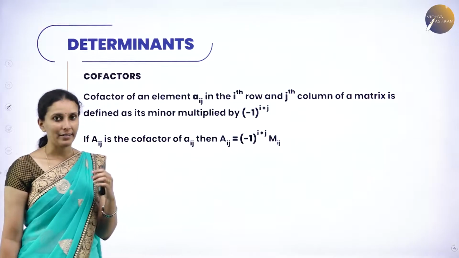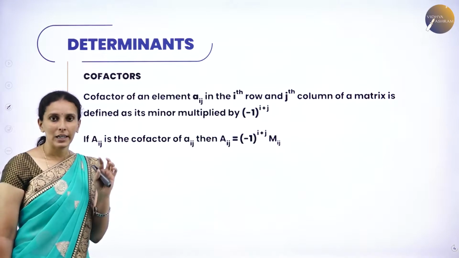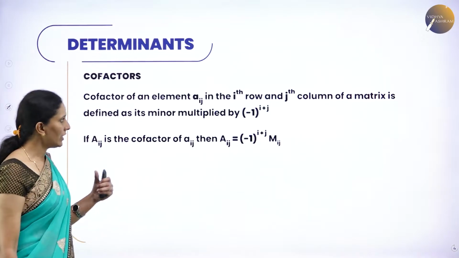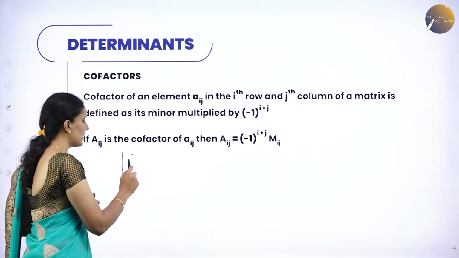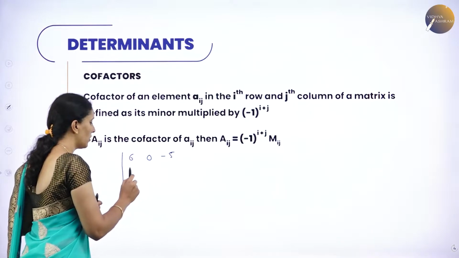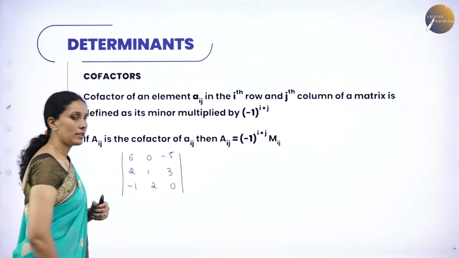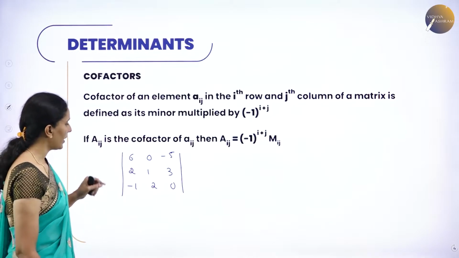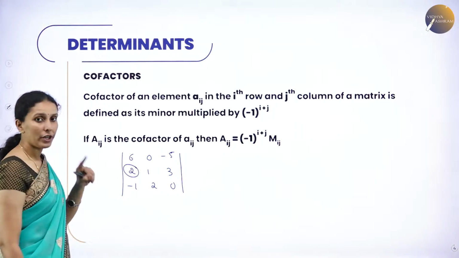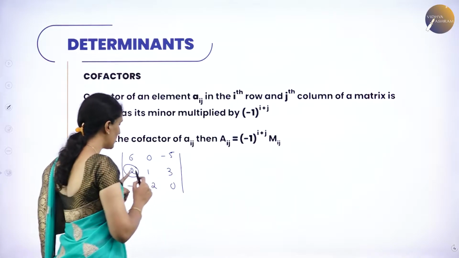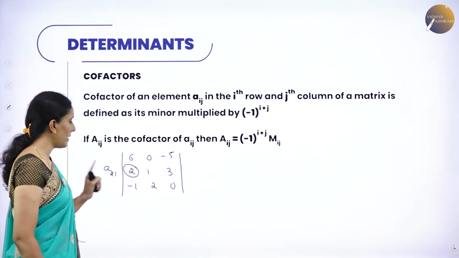Next is cofactors. Cofactor is nothing but just assigning the sign for a particular position of an element. Let me show with a 3 cross 3 order matrix. Here let me take 6, 0, minus 5, 2, 1, 3, minus 1, 2, 0. So this is the determinant we have. We have to find the cofactor of the element 2. First, we need to find the minor of 2. This element is in the second row, first column, so it is the element A21.